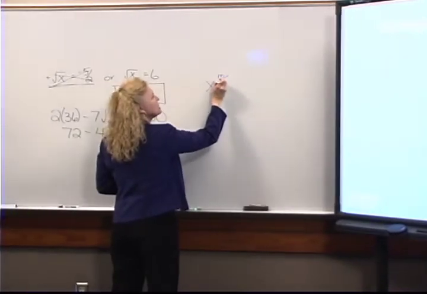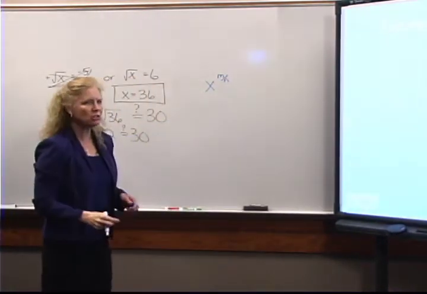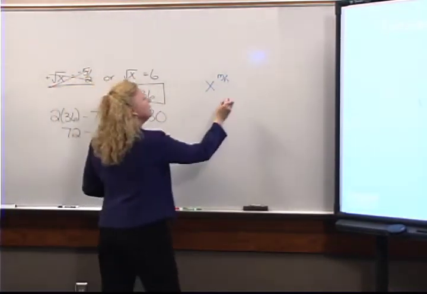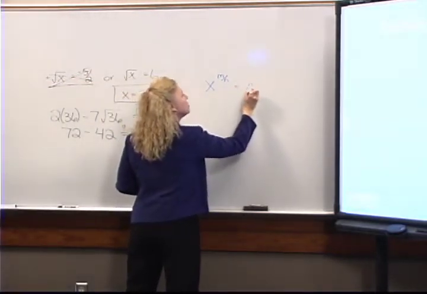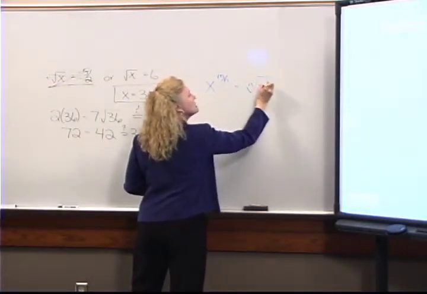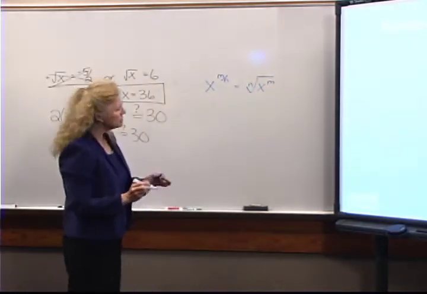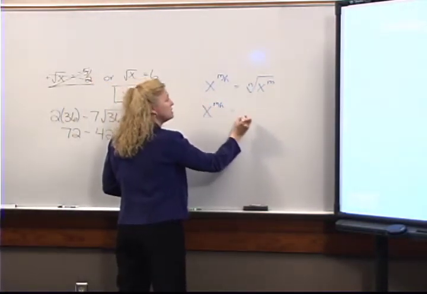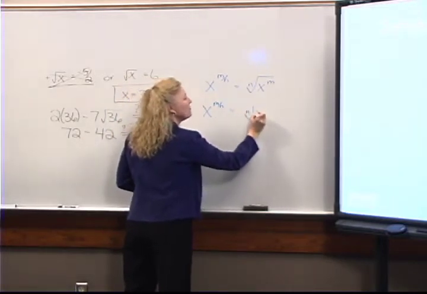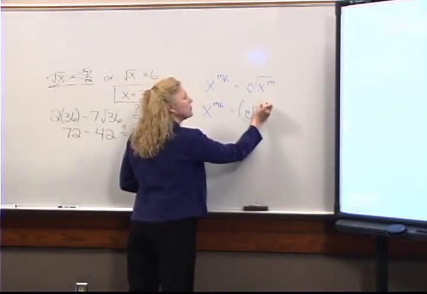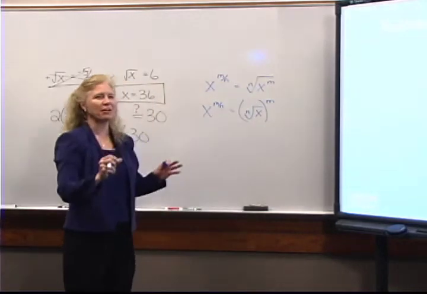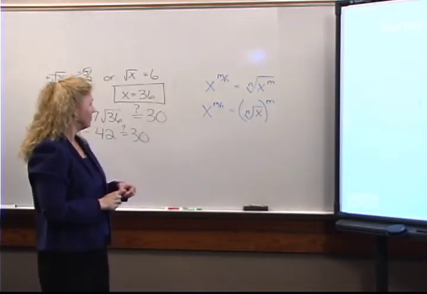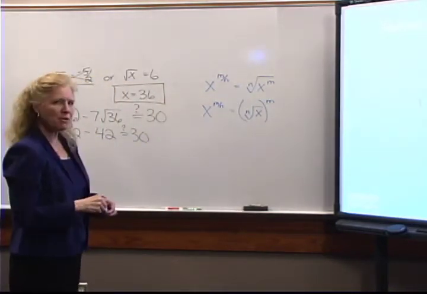x raised to the fractional exponent of m over n is equal to the nth root of x to the m. Now, there's also another way that may be more convenient. They're equivalent. It's the nth root of x, all of that raised to the mth power. Okay? Just so you know, in case you haven't seen it.